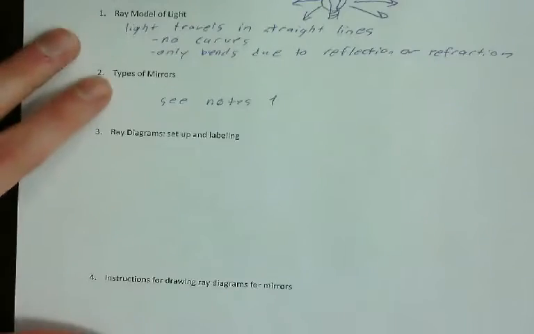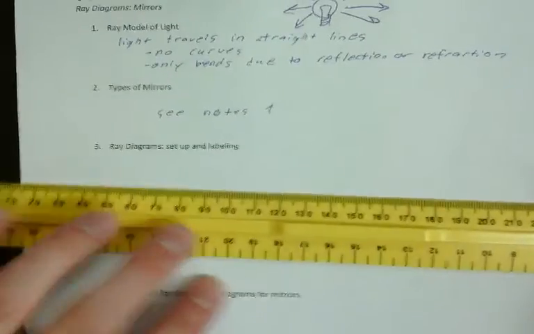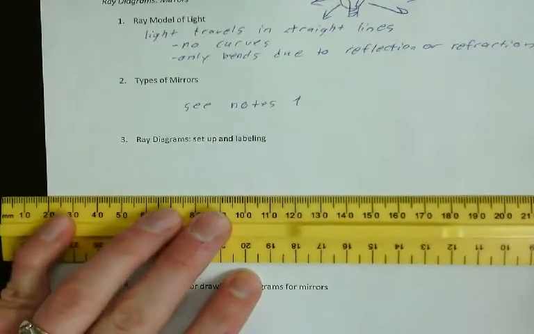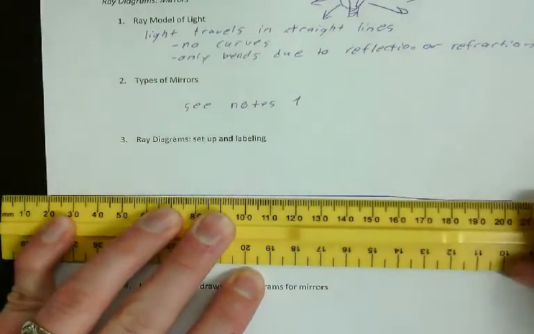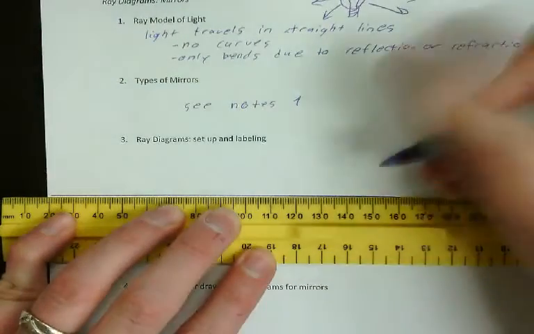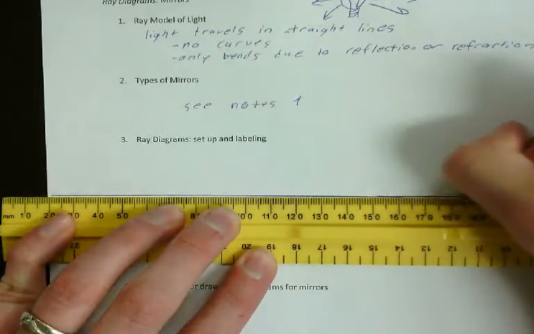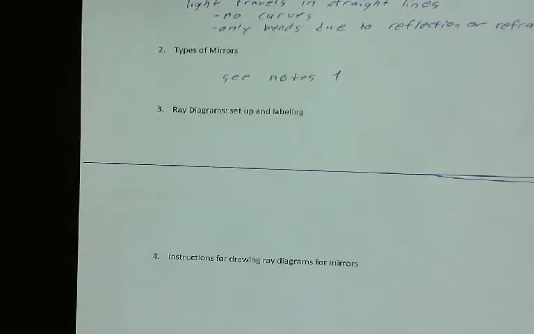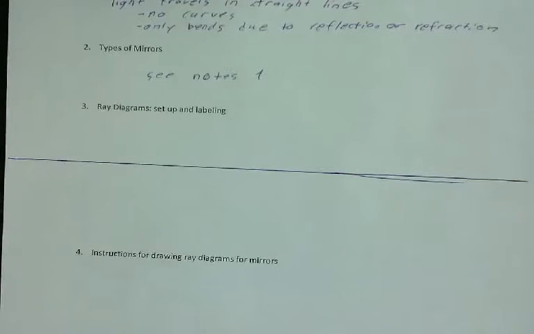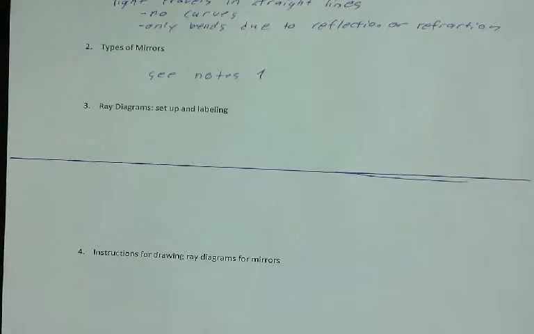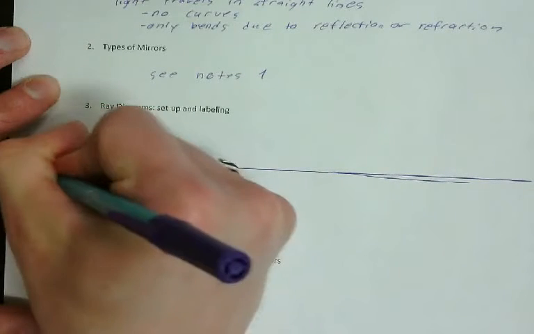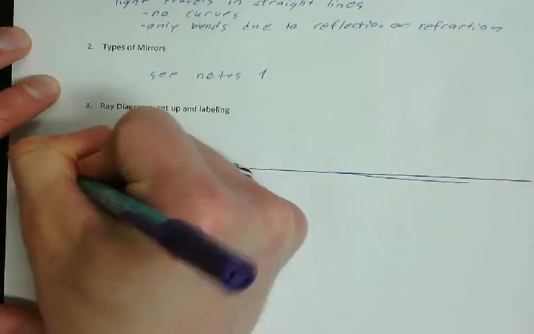Here's how you set up your ray diagrams. The first thing you do is you draw a long, perfectly straight line across your paper. That's why you need a ruler, because it's got to be straight. Oh, geez. I say it's got to be straight, and then I immediately mess it up. There we go. This is step 1, and it's called the principal axis.